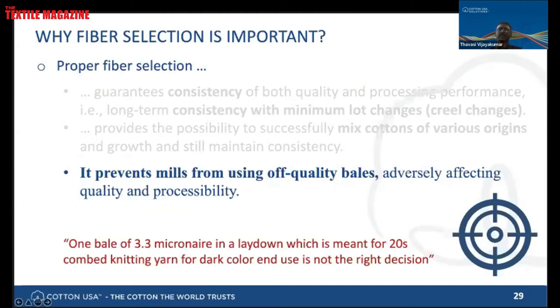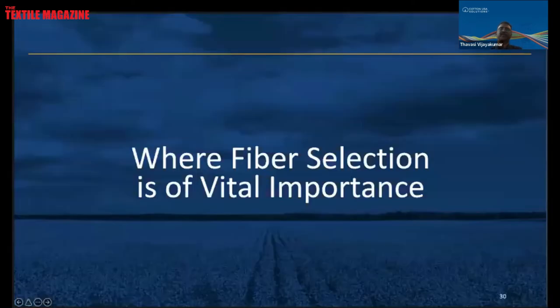They are so worried about white nips, but they use one or two bales of 3.3 micron, thinking that only one bale doesn't affect it. So outliers have to be decided according to the end use or the market requirement. So let us get into the details of where fiber selection is of vital importance.